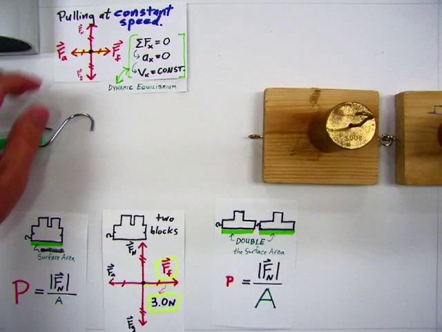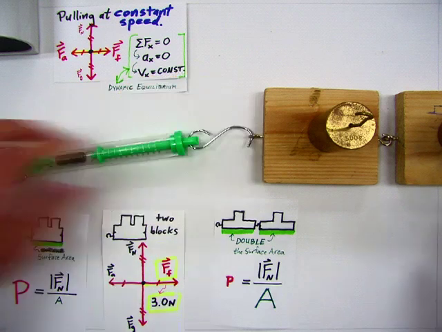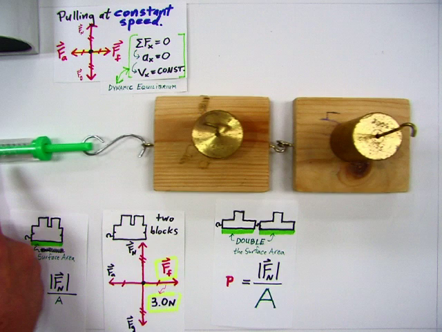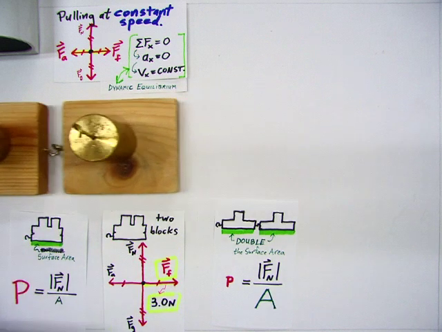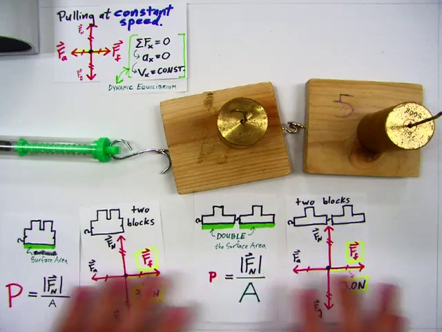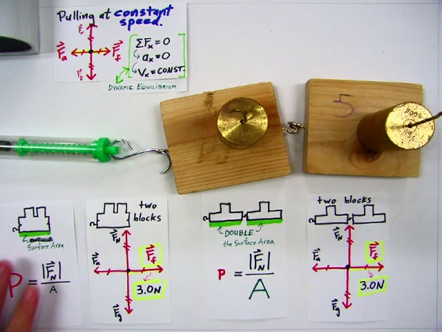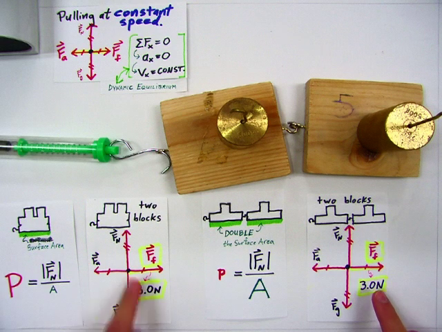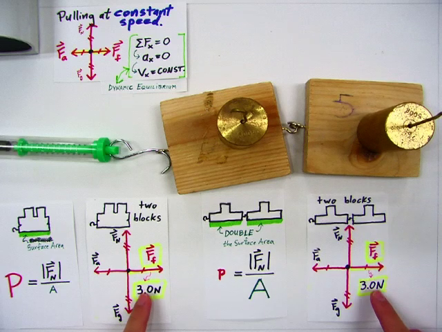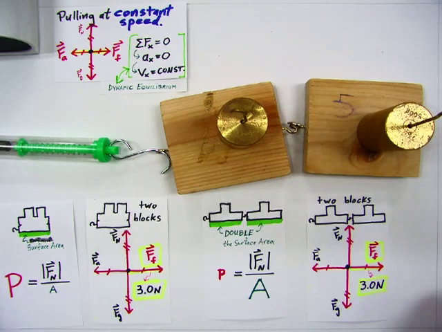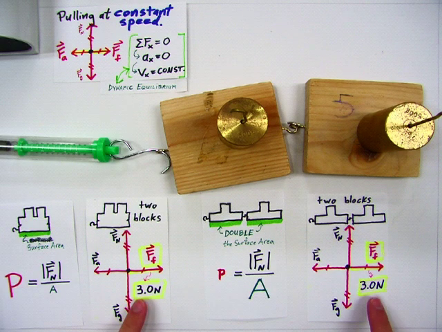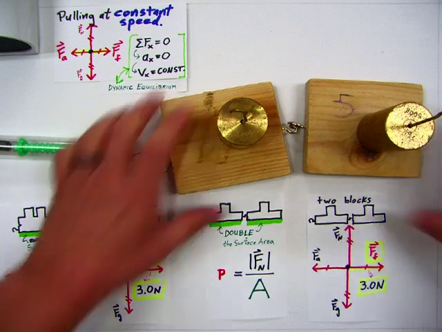Let's test. So if I drag once again at a constant speed and read off the scale, I see once again about 3 newtons of force. Friction was not affected by the change in the pressure. 3 newtons of force with the blocks stacked, 3 newtons of force with the blocks side by side. Friction doesn't care how you distribute the weight. Friction doesn't care what the pressure is or the surface area. All that matters is how big the normal force is.